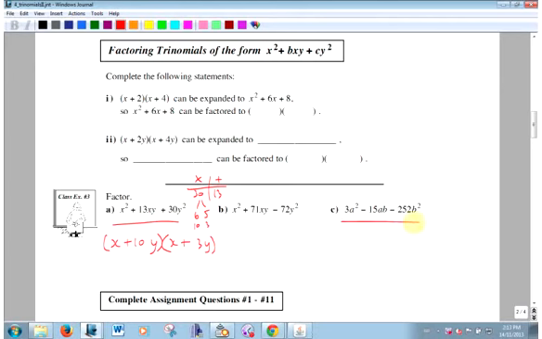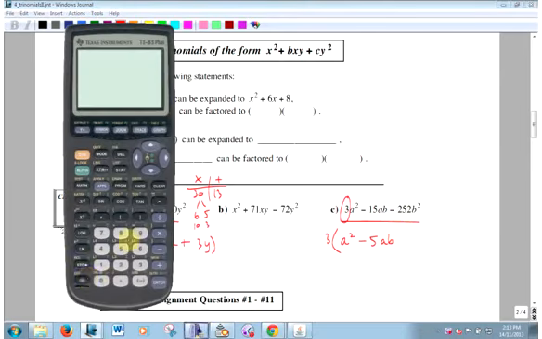Let's look at the big nasty. When you see a number out front, you don't know how to do this yet. What do we want to do first? Get rid of it, yeah. But we want to factor it out. What do I have left? How many times does 3 go into 15? 5. How many times does 3 go into 252?